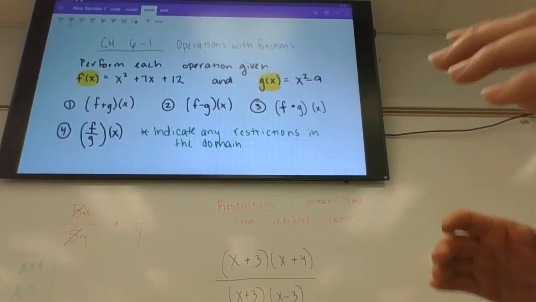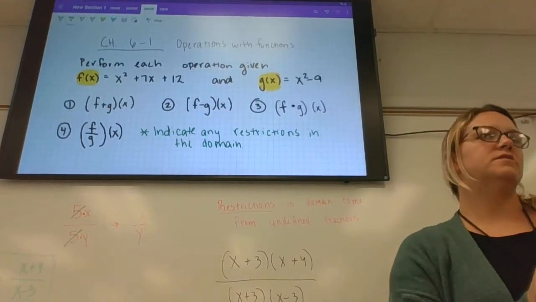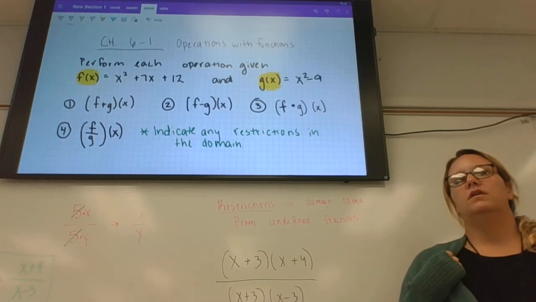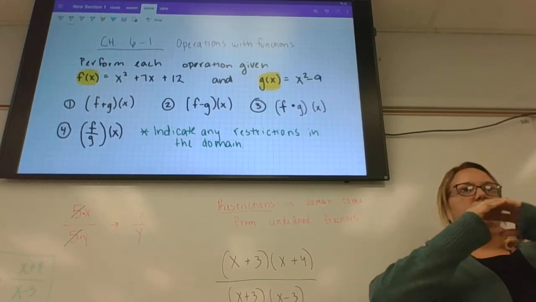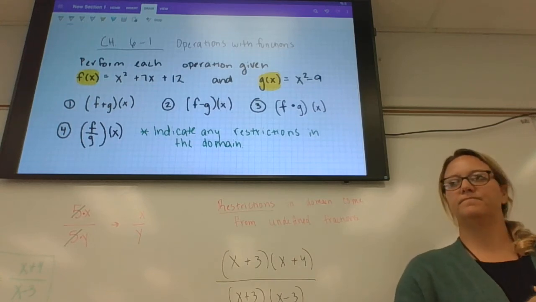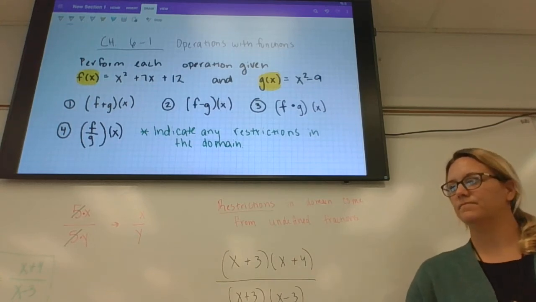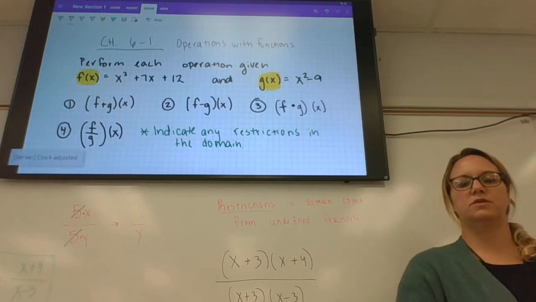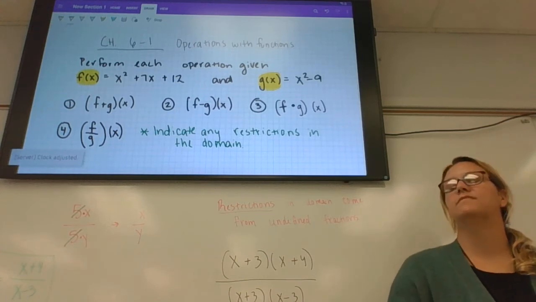Okay, does anybody have any other questions about undefined values? If there is a variable in a denominator, then there is an undefined value. It's talked about a lot more in chapter 7, so it's a little trivial.